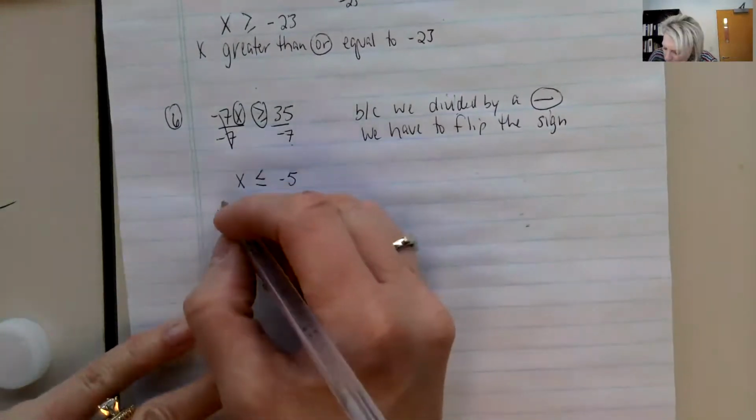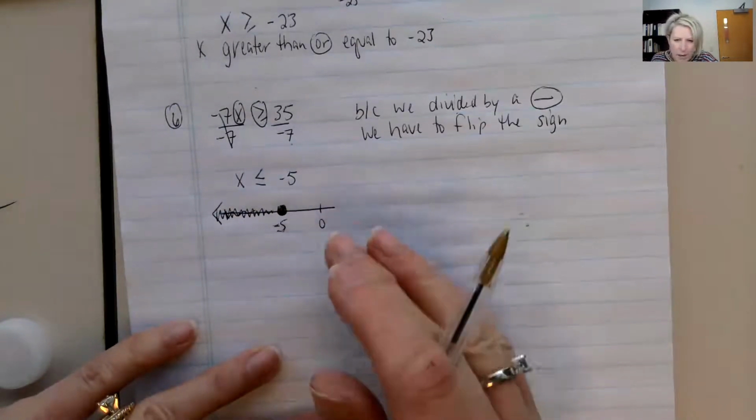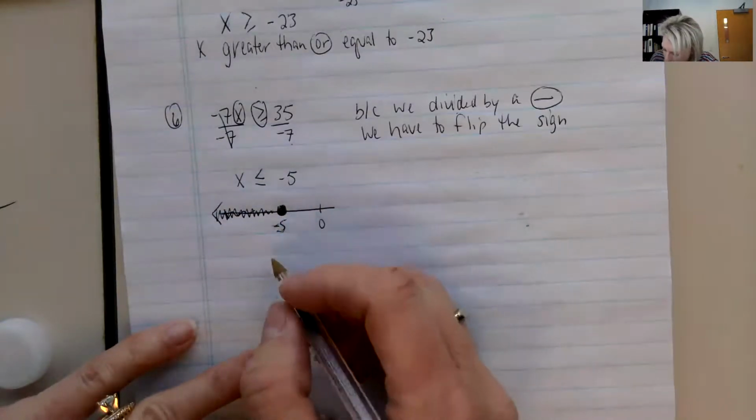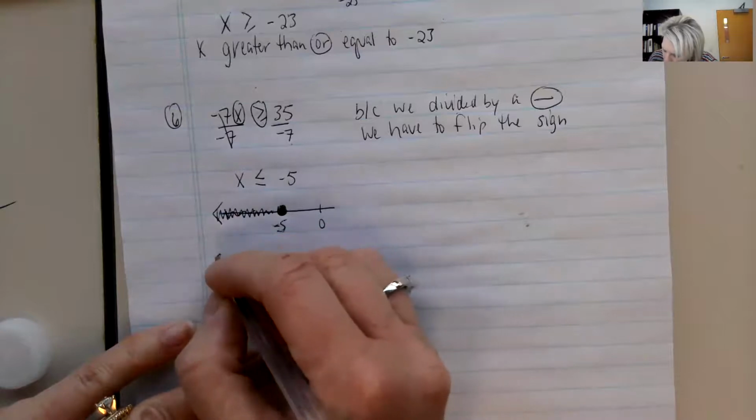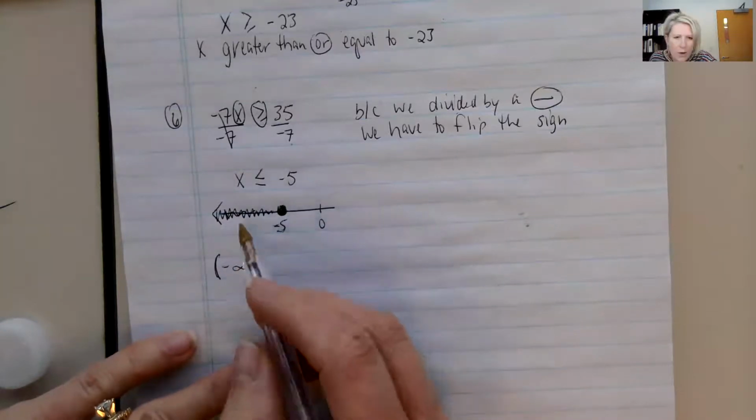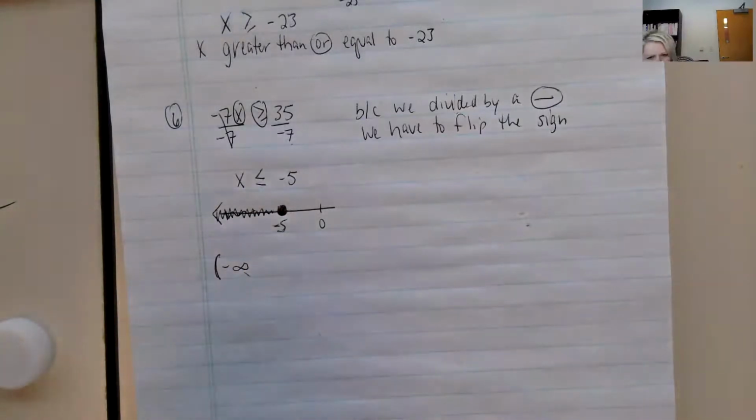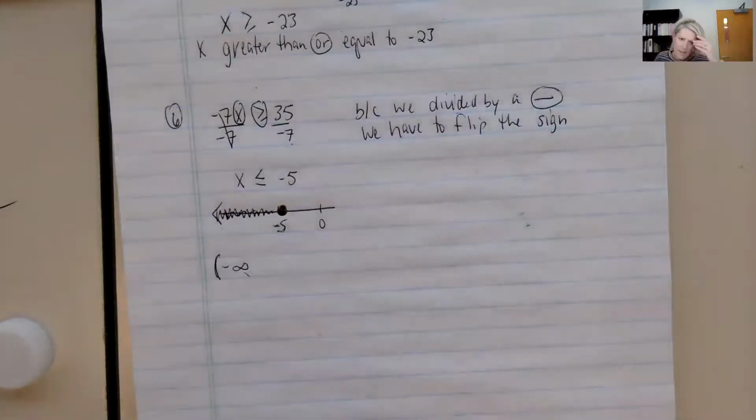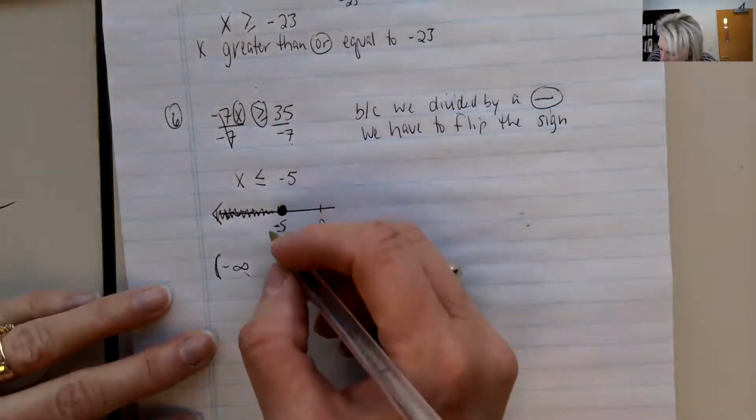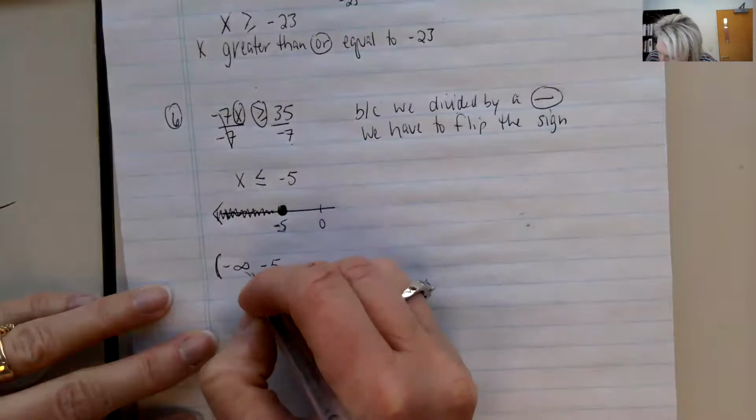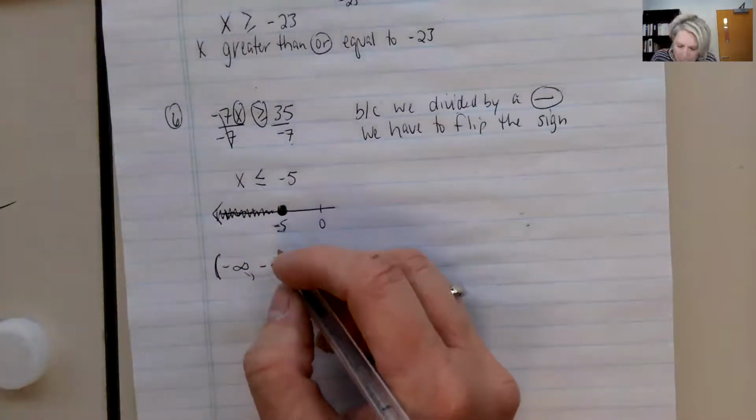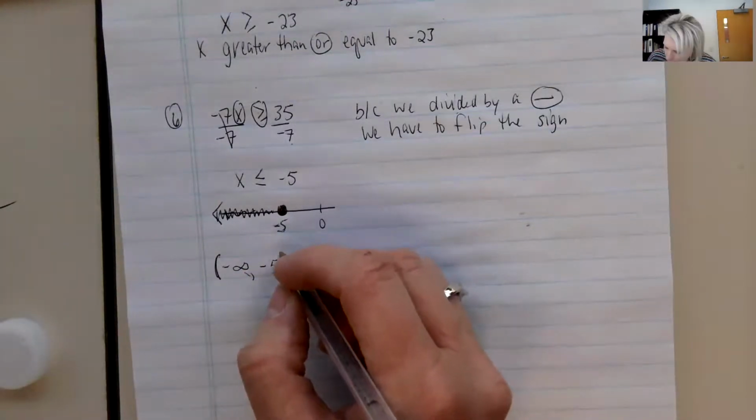And so this also helps set up my interval notation, because my interval notation is going to start with a parenthesis because I go forever and ever to the negative infinity. And my right boundary, my maximum, is a negative 5. And because I'm shading it in, I'm using a bracket.